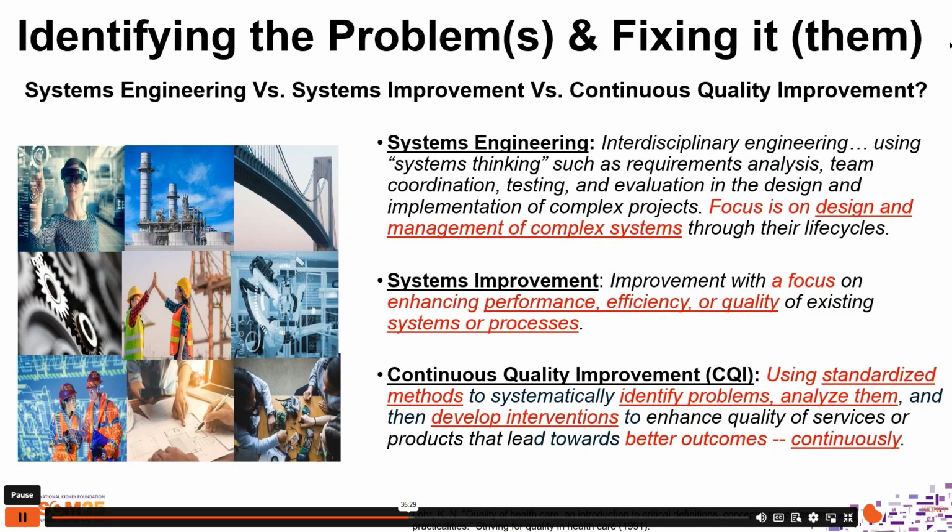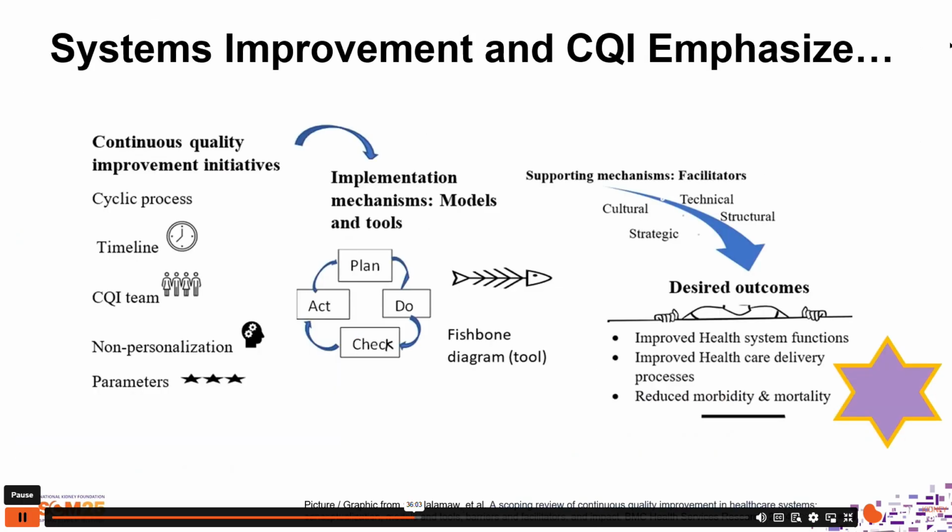I just wanted to review a few definitions of terms that we might hear when we talk about systems and quality improvement. What is it? It's kind of nebulous. These are 3 terms, and I don't want anybody memorizing this. It's more to understand that we might hear different terms and where does all of this fit together. So systems engineering is looking at more of the big picture of complex systems. Systems improvement is getting into the nitty-gritty, looking at performance, efficiency, and quality of trying to improve. And then continuous quality improvement is using standardized methods to identify problems, analyze them, and fix them for better outcomes.